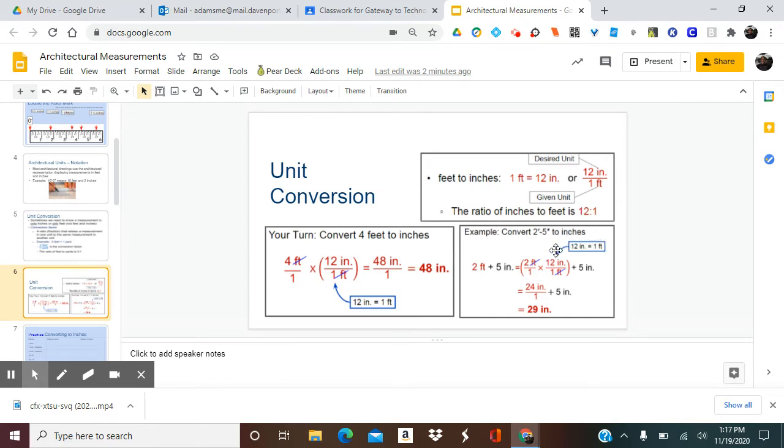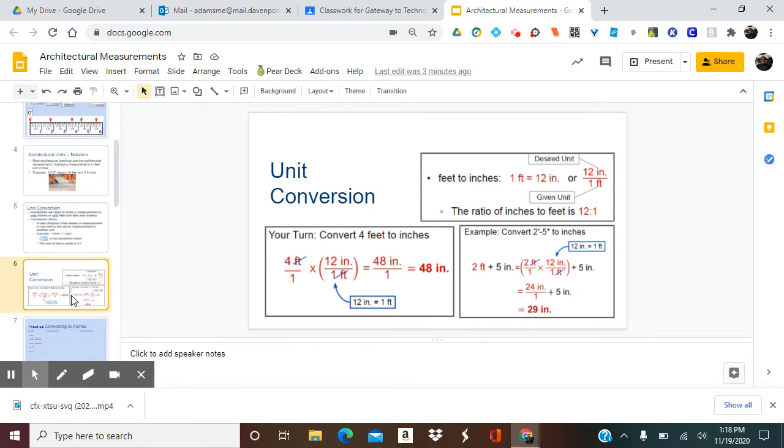So if I have 2 feet 5 inches, I'm going to convert that to inches. So 2 feet plus 5 inches, 2 over 1 times 12 over 1, okay? So we know that that's 24. 2 times 12 is 24, okay? And then you're going to add 5 inches to that. So you're going to go 2 times 12 plus 5 is 29. And then you always have to have the label, inches as your label.